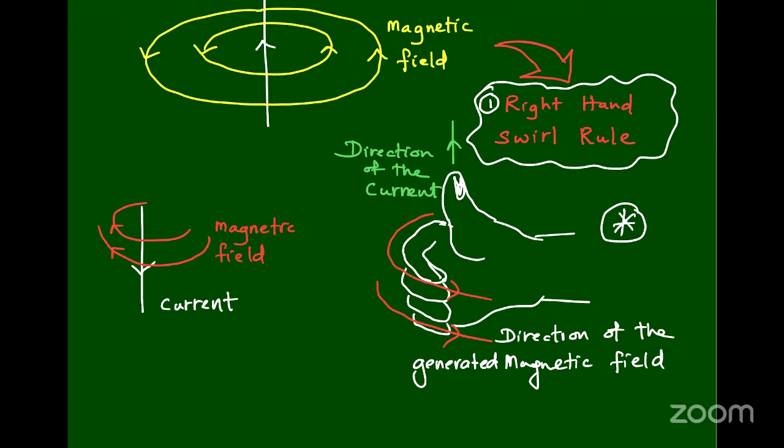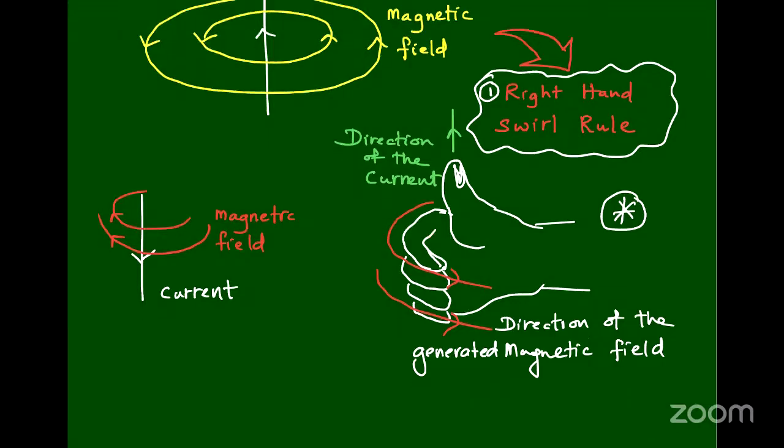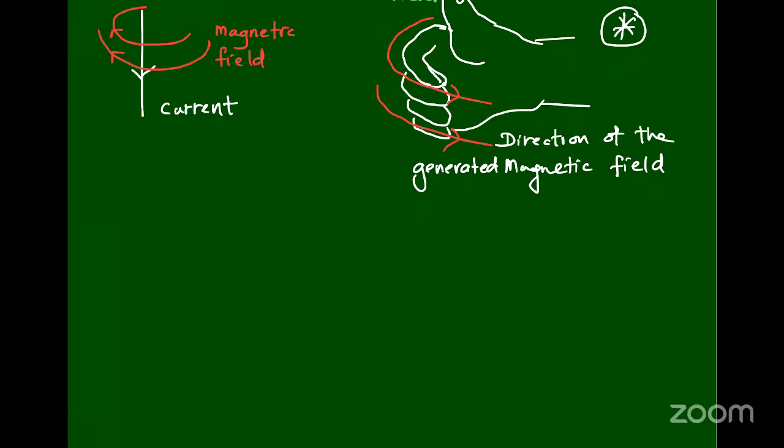So here, the magnetic field's strength depends on several factors actually. Here we are dealing with the strength of the magnetic field. The first one is, if we increase the current flowing in the wire, then you will be getting a higher magnetic field. The strength will be higher, right?